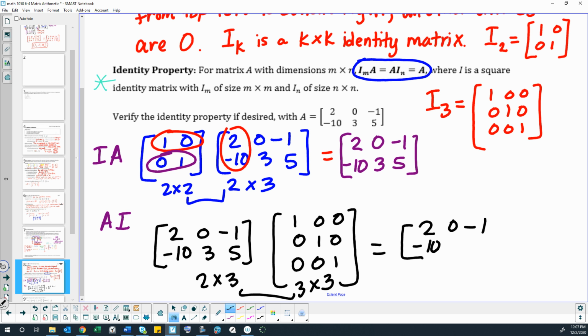So it doesn't matter which order you do it in, but it does matter that you make sure you use the identity that matches the dimensions so that you can do it. If you're doing it in that order, you have to use the 3 by 3. If you're doing it in that order, you have to use the 2 by 2. And either way, you're going to prove the property. That was the whole point of this, is that we're proving this property here.